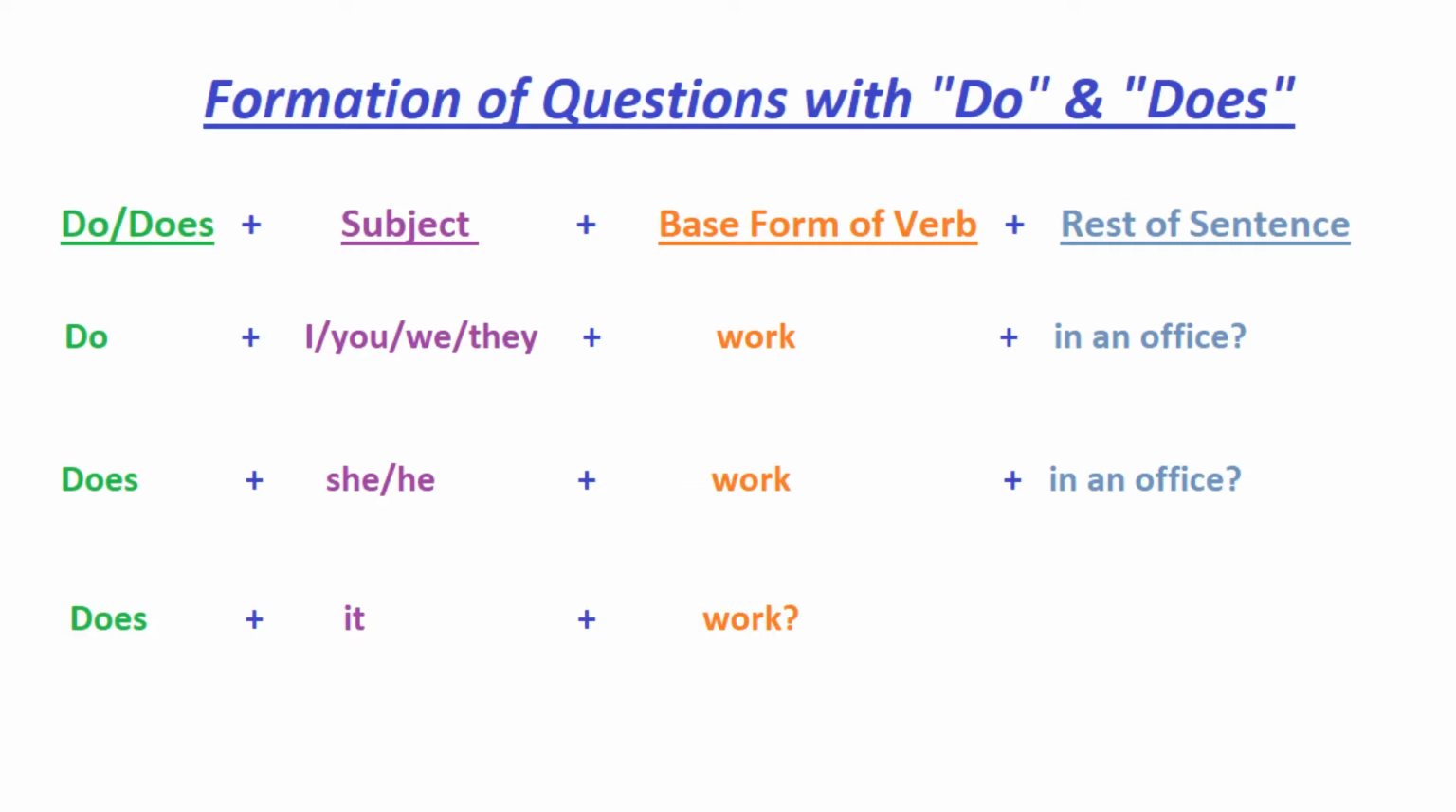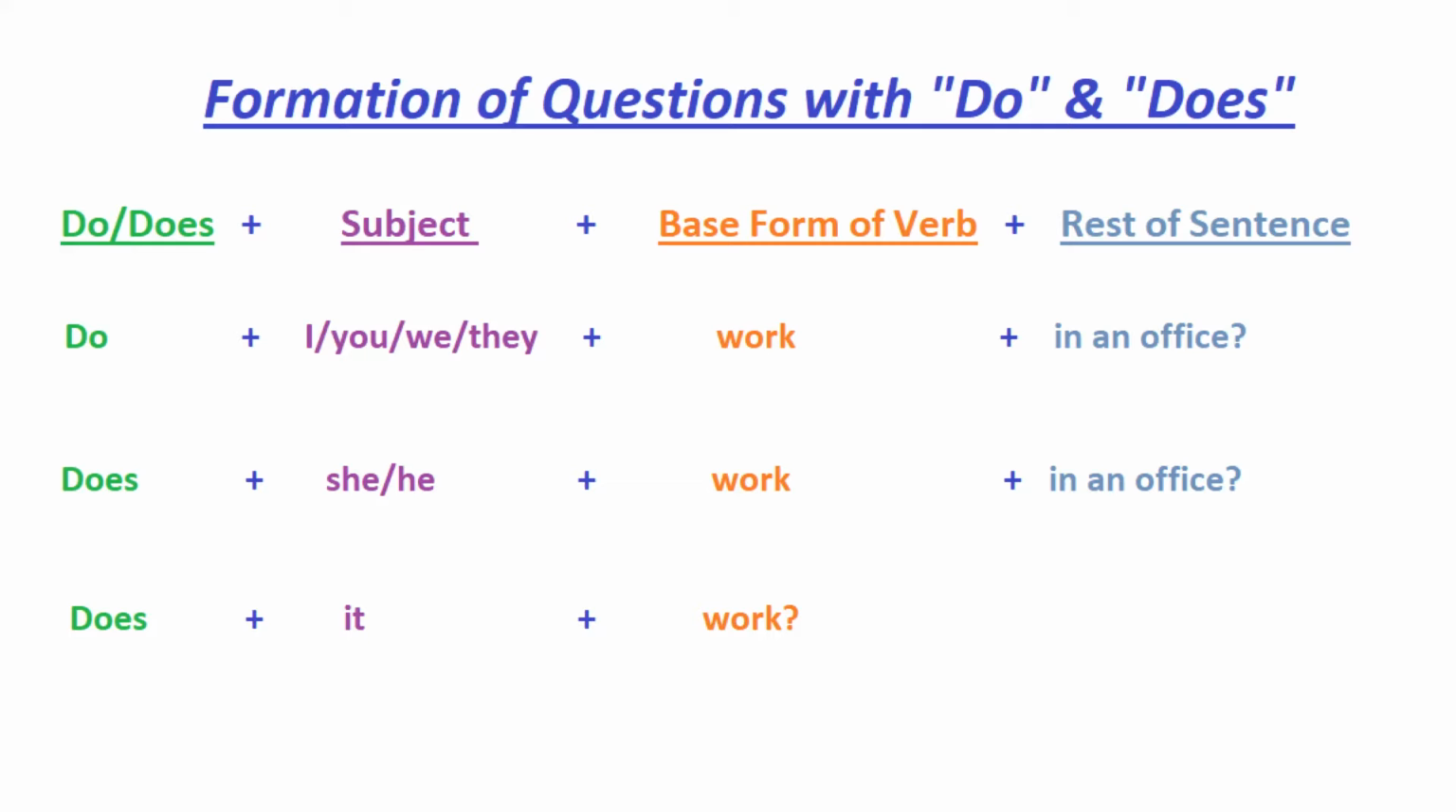So in order to form questions with do and does, we need do or does according to the subject, plus the subject, plus the base form of the verb, plus the rest of the sentence. For example, do I work in an office?